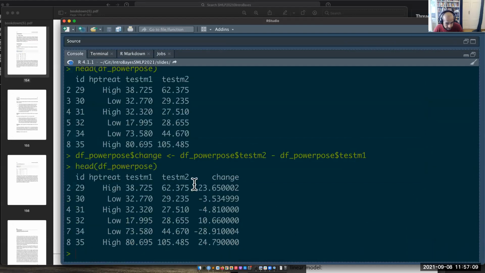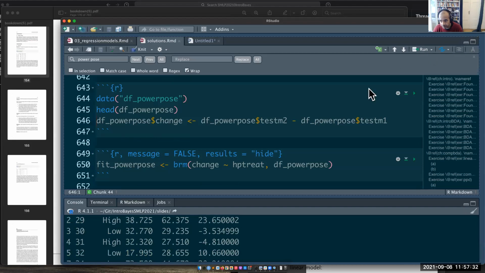In this change column, subject 29 showed an increase. Subject 30, who was given the low power, showed a decrease. Then you've got subject 31 with a decrease, and subject 32 with an increase. So there's a lot of variation going on here, right? You can see that. All right, so let's take a look. Let me close this chat.